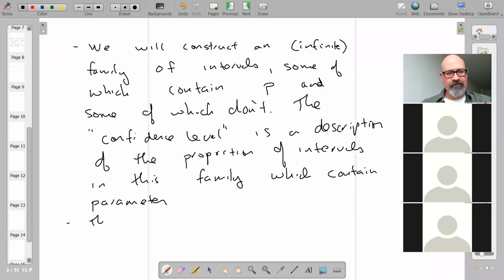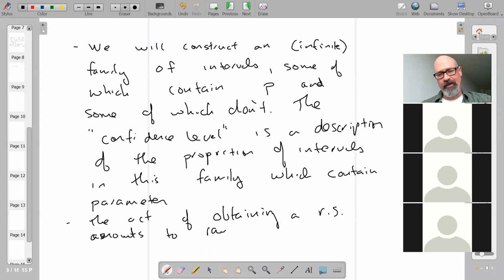And the act of obtaining a random sample from the population of a certain fixed size is equivalent, it amounts to, randomly selecting one of these intervals.